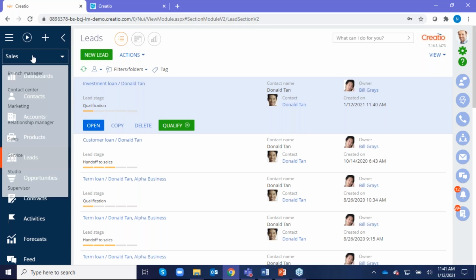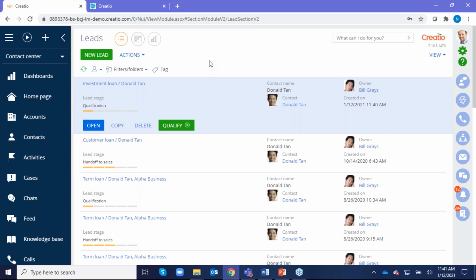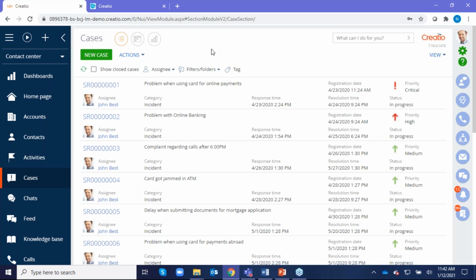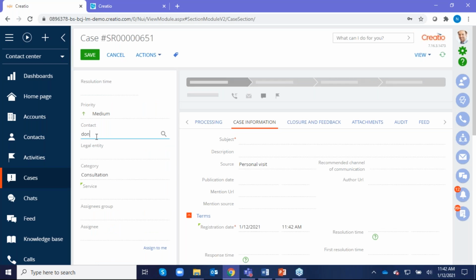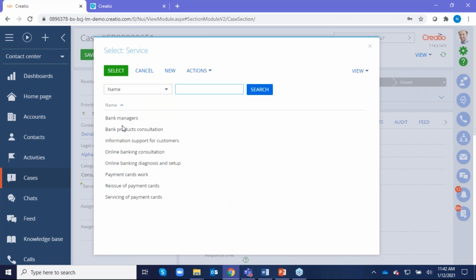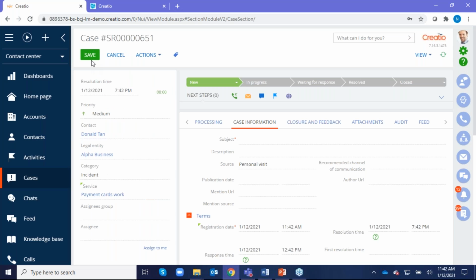And the final way that you can also do this is from a contact center side. If you recall from the slide earlier, I had mentioned that one of the key areas in which machine learning and AI has been used is the customer service side, right? So those are extremely important as well. So let's go into the case management from the customer side and see in which areas Creatio is enabling AI. So let me go ahead and create a new case and select Donald Tan, and select a particular service, maybe payment card not working. Let me put debit is not working.